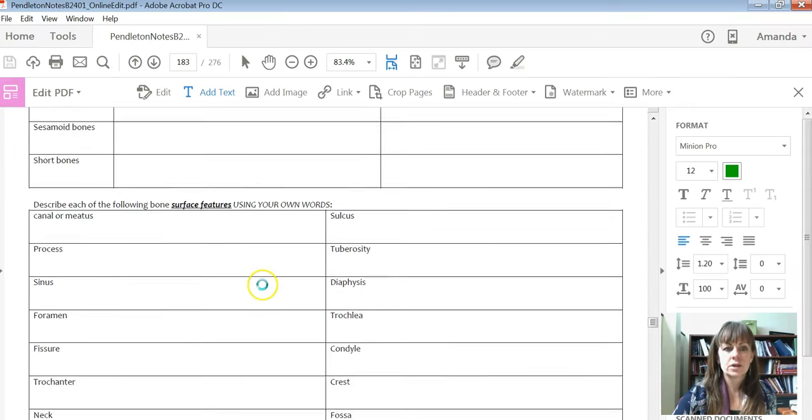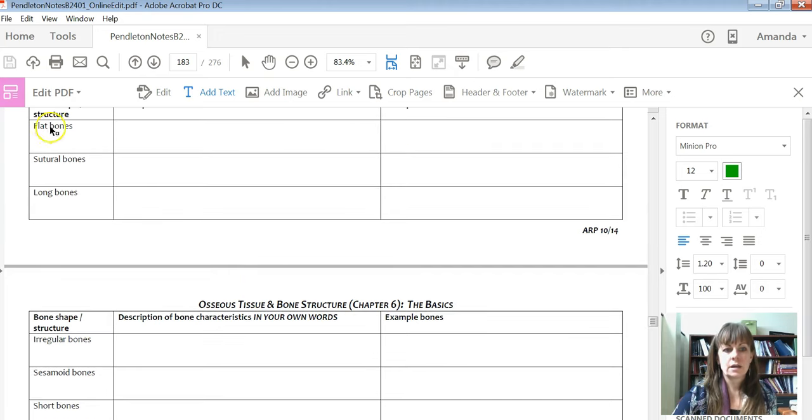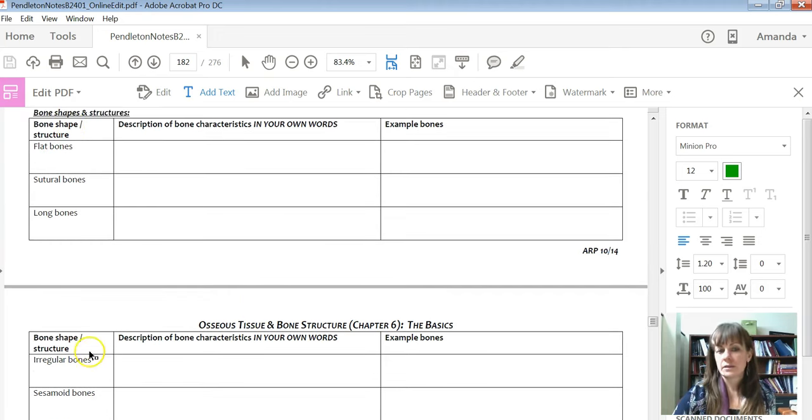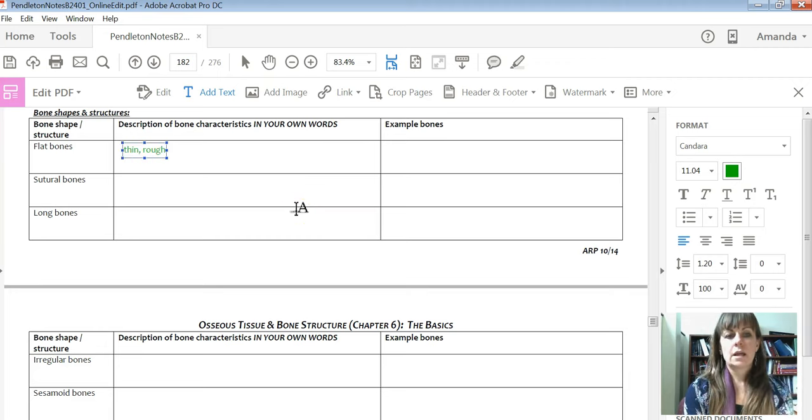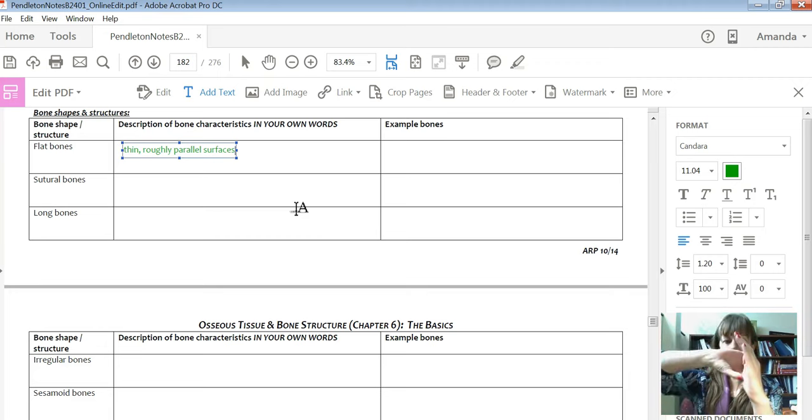So if we go over here to the notes packets, you'll see in this table that we have all of our different types of bone shapes. The first one I want to talk about is flat bones, and these are going to be thin and have roughly parallel surfaces. A lot of times people think flat means it has to be straight up and down, but it turns out that's not always the case. Sometimes flat bones are thin, roughly parallel sheets. This side is in the same plane as the other side, but it may be a little bit curved. It doesn't have to be straight up and down.